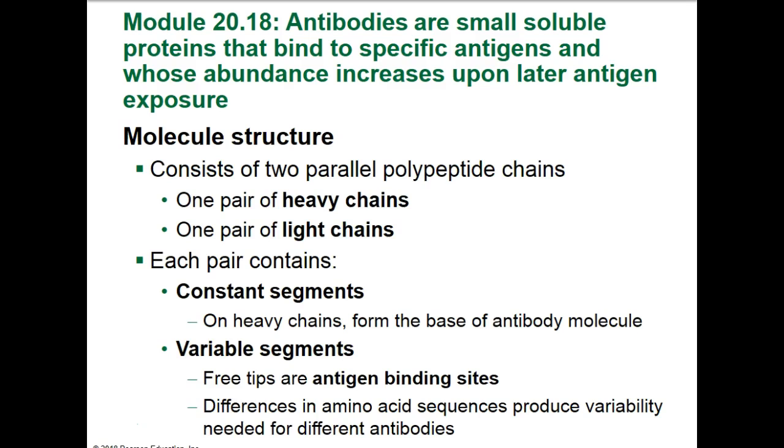Let's talk about antibodies. You have one pair of heavy chains and one pair of light chains. And each pair has a constant segment. That's the base of the antibody molecule. And then you have variable segments. At the free tips, you have antigen binding sites, so this part will actually bind that foreign thing. And you have differences in amino acid sequences in that part that gives you variability. That's the part that recognizes all the possibilities of antibodies, and the fact that it has so many variations is why you can produce antibodies that will react or recognize anything.